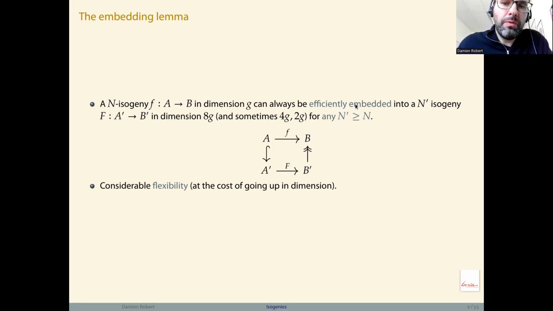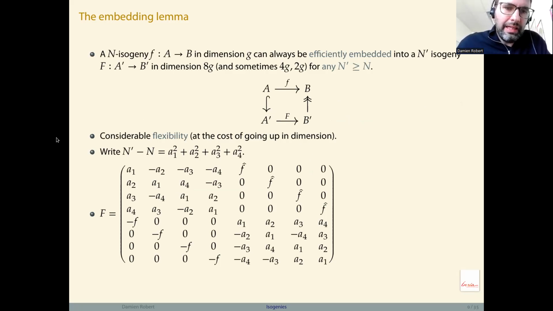So, of course, it would work for n prime divisible by n, because you simply compose your isogeny with another isogeny. So this would give you n prime divided by n. But what is quite unexpected is that it works for any n prime greater than n. So what you do is you have a small isogeny from A to B. You embed A into a larger dimensional abelian variety A prime. You have your big isogeny F, which goes to B prime, and you project back to B and give you back F. So this brings considerable flexibility at the cost of going up in dimension.